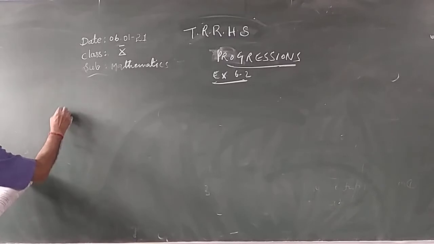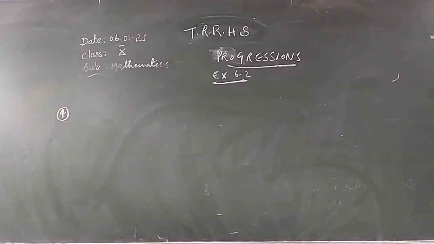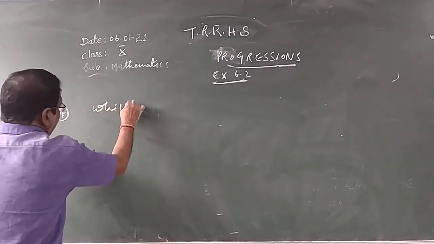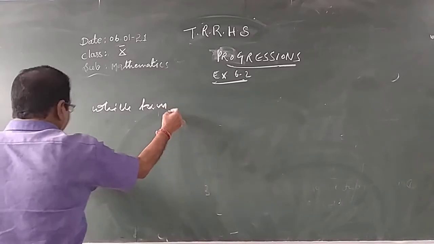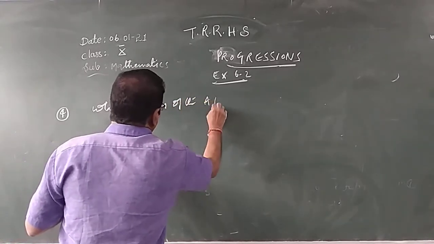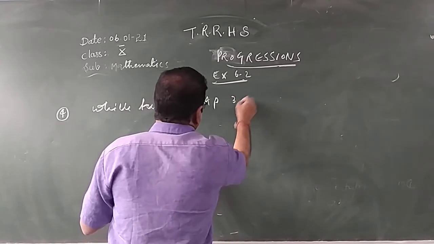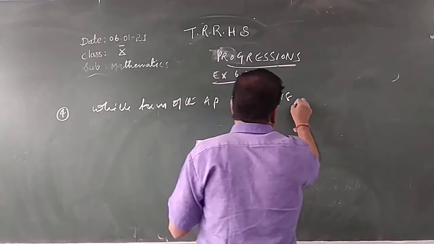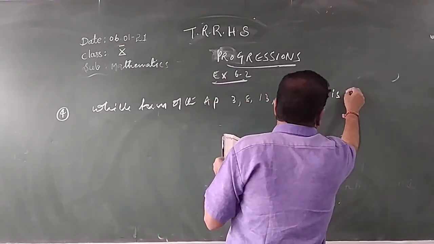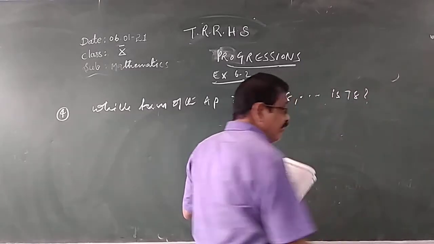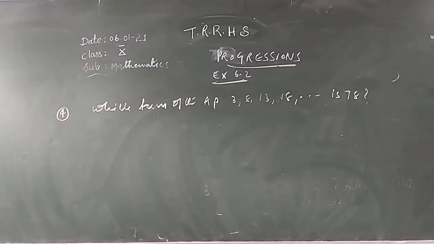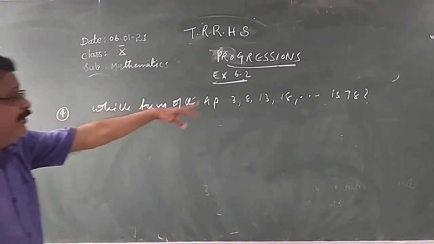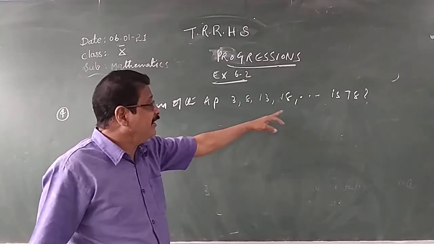Fourth problem. Which term of the AP 3, 8, 13, 18, and so on is 78? This we discussed on Monday also; I explained these problems in the class yesterday. Which term of the AP 3, 8, 13, 18, and so on is 78?